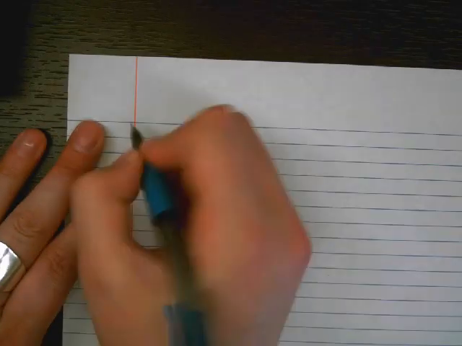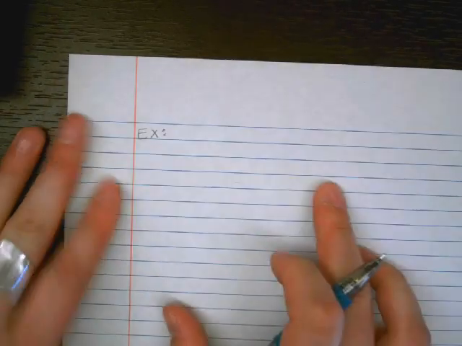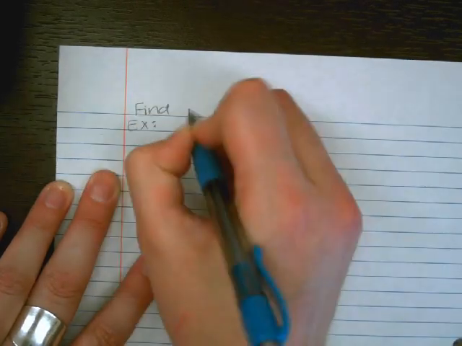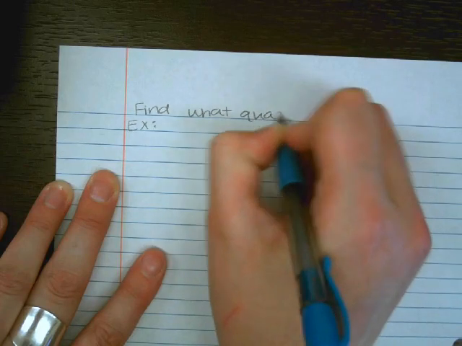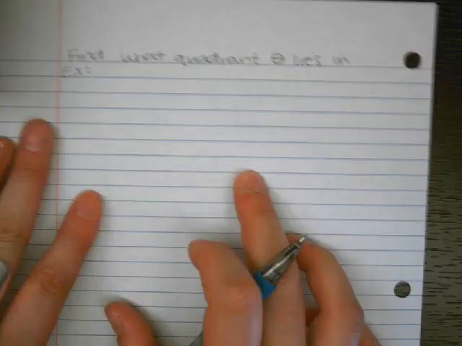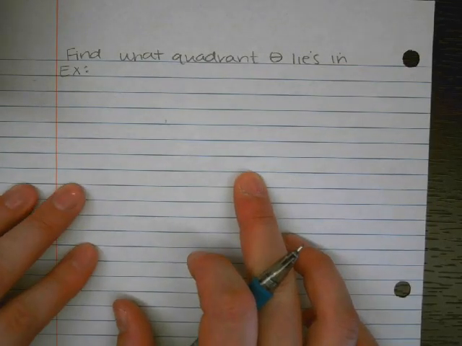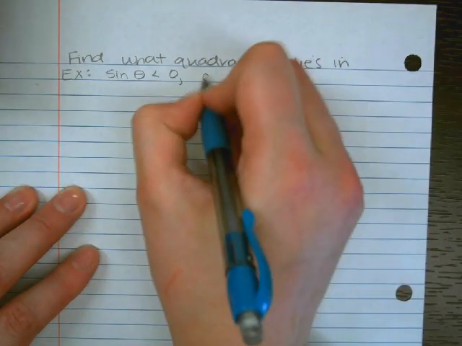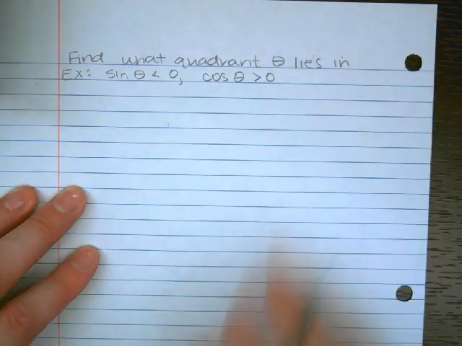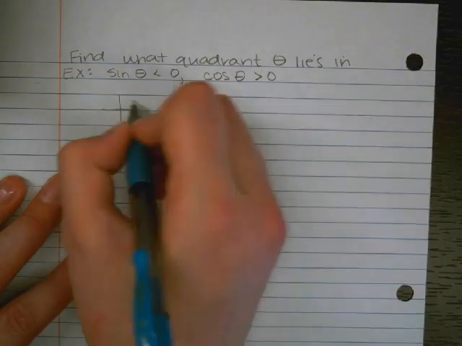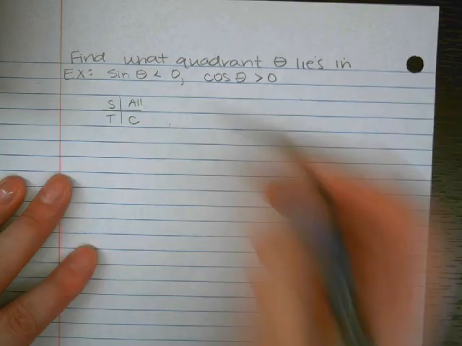Okay, so here is our first example. The instructions for this are going to be: find what quadrant theta lies in. So here's our first example. Sine of theta is less than 0, and cos of theta is greater than 0. So which of the four quadrants could our angle be in? First, I'm going to draw the little picture. All students talk constantly. And then I'm going to use this to narrow it down.